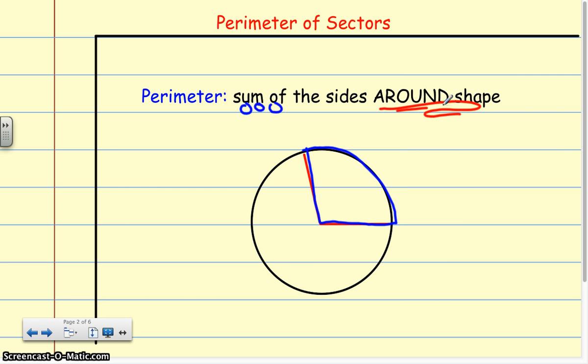It looks to me like I would need my radius, and I would need my radius, and then I'm not done. I would need my little arc length here. So perimeter is really my radius plus my radius plus my arc length. And now when you think about arc length, this value is part of the circumference. So arc length is part of the circumference.